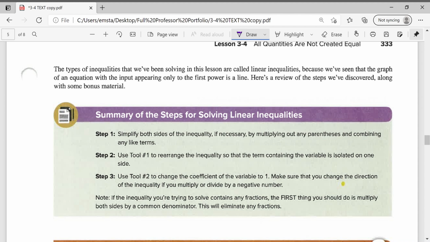Step 3 is where things get weird. That's my division step or my multiplication step. And I have to make sure if I multiply or divide by a negative, I flip the inequality sign. In the group work, you're going to get some more practice of solving inequalities and writing inequalities.